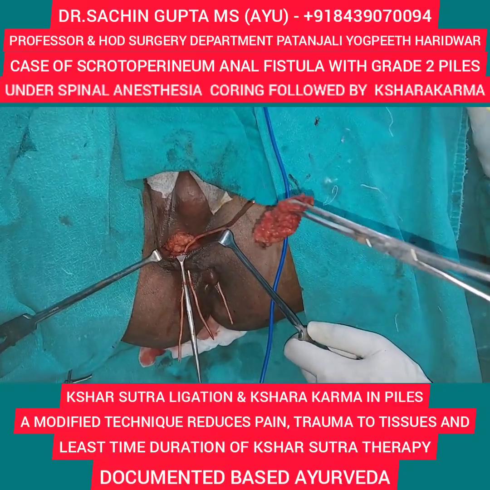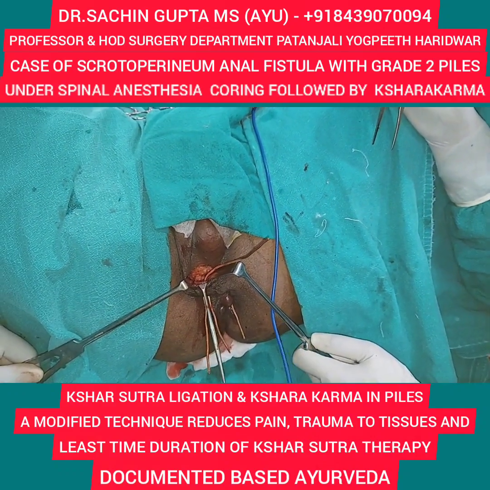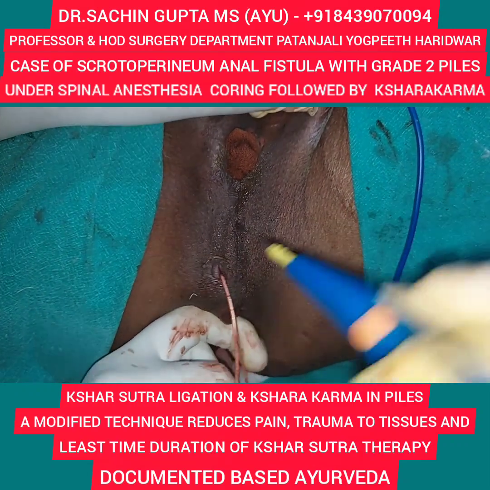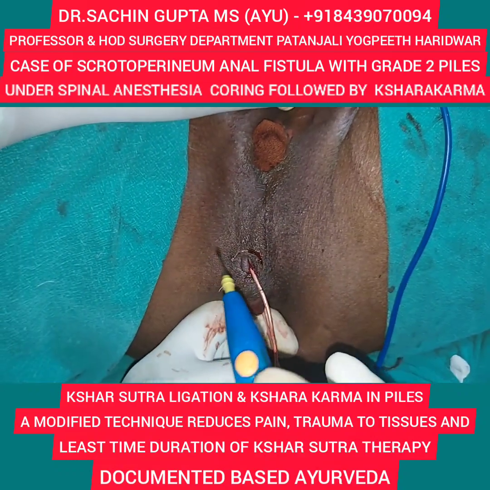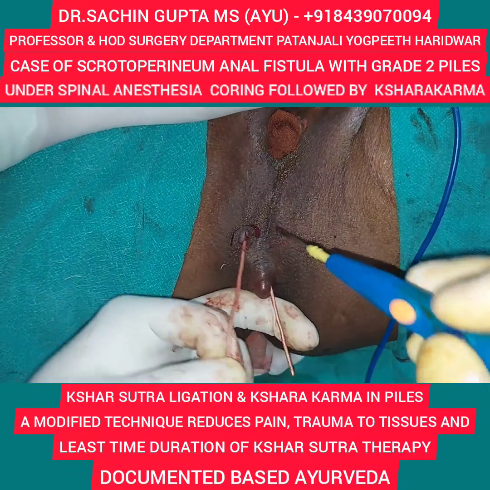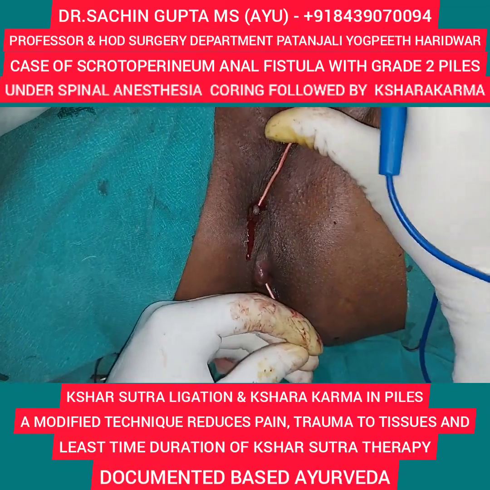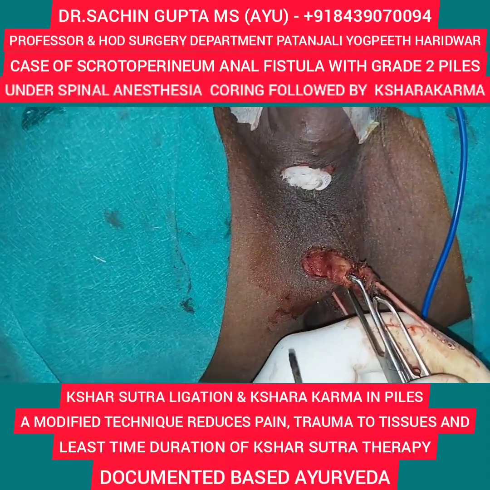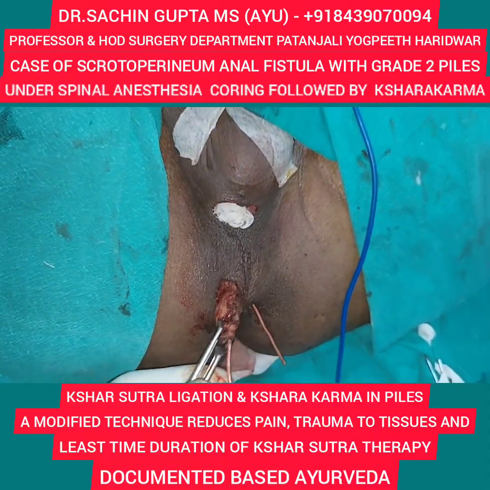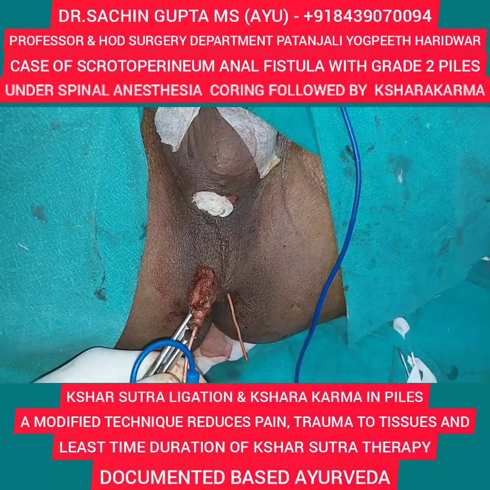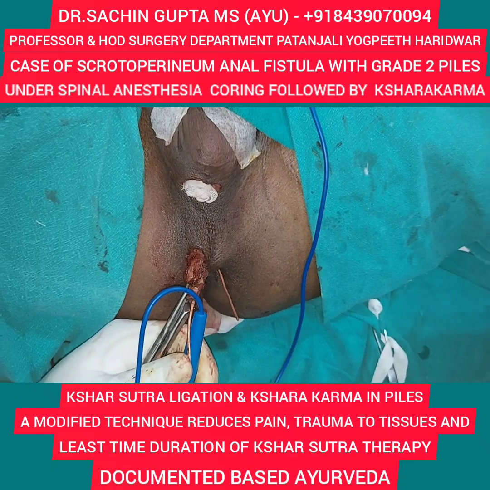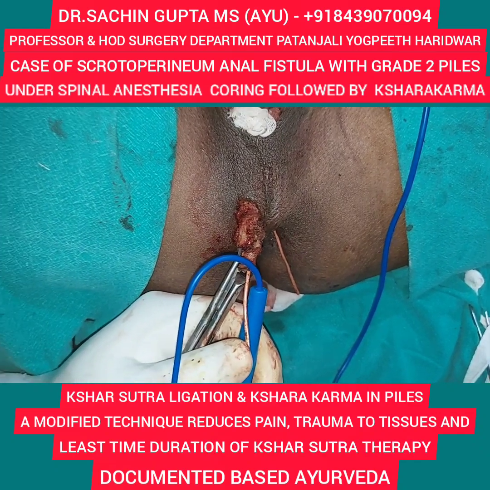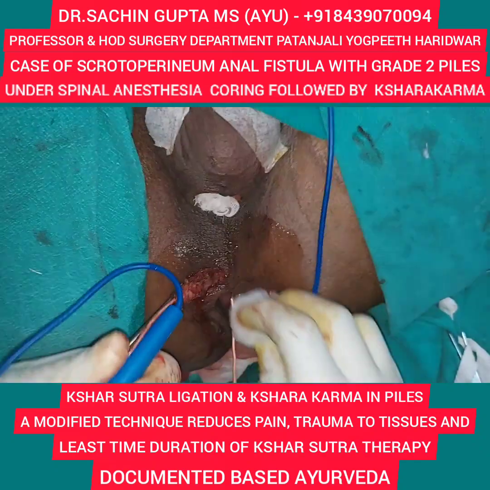So tract is taken out from the cavity. It will reduce the treatment duration of Shara sutra therapy. It is a modified procedure. Almost 3 to 4 centimeter of tract is taken out, which is going inside the anal canal. This will reduce the post-operative treatment time of the Shara Sutra therapy. And also this is fast.